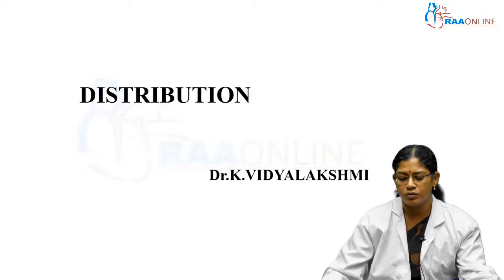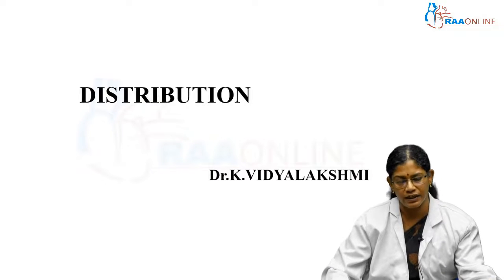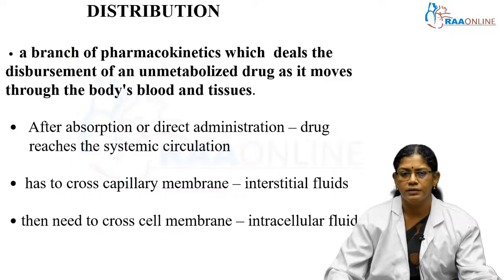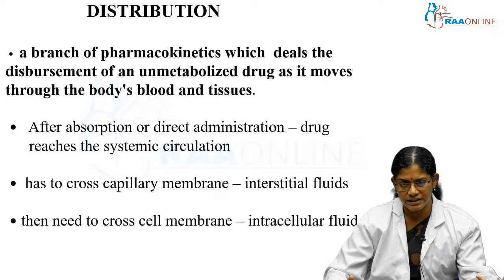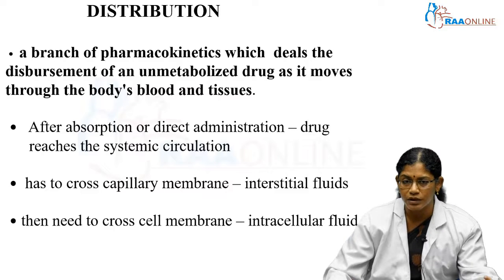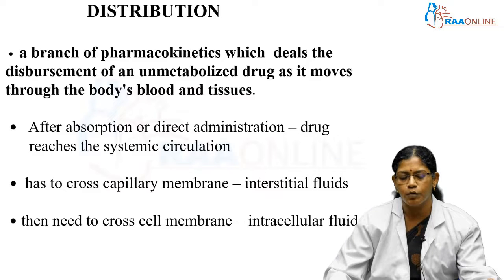That means how these drugs get distributed inside our body. After membrane transport, the drug goes inside our plasma. That unmetabolized drug gets distributed inside our body before going for metabolism. So, the study about this process is called distribution. And what are the factors modifying distribution? These are the things we are going to see in today's PowerPoint.